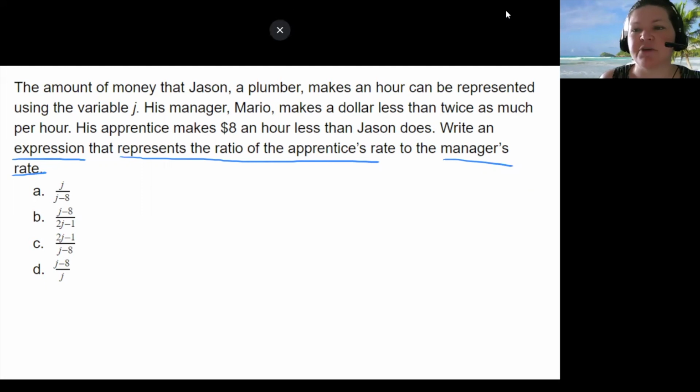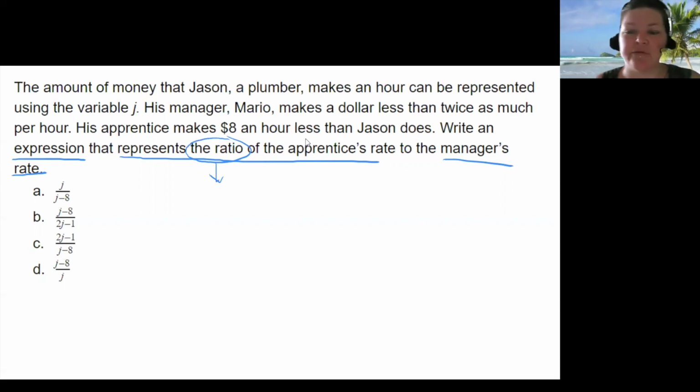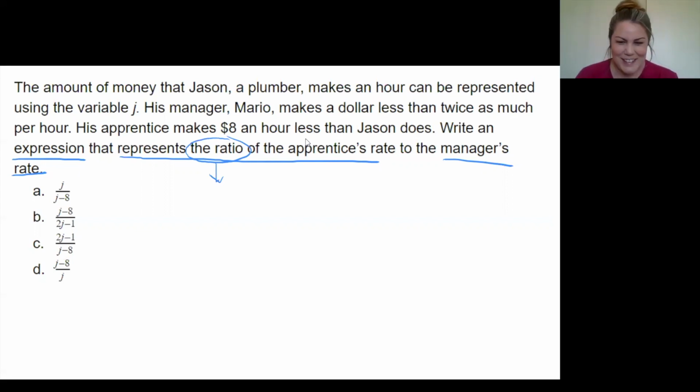Beautiful. Writing expressions, one of GED students' least favorite tasks. Writing in the language of algebra. But let's take a look at what they asked us to do. First of all, they asked us to write an expression that represents the ratio. Mathematically, when I tell you to write a ratio or to create a ratio, does anybody know what I'm asking you to do? What does that word even mean? Is it kind of like a fraction?